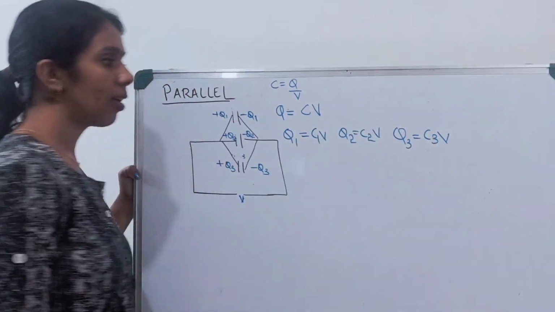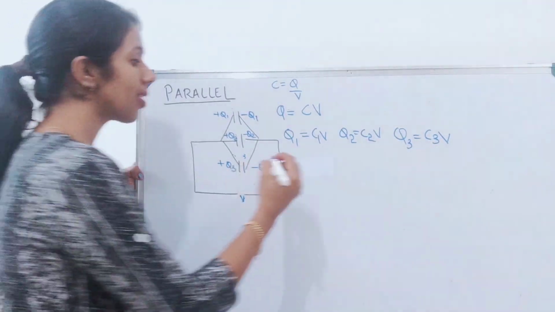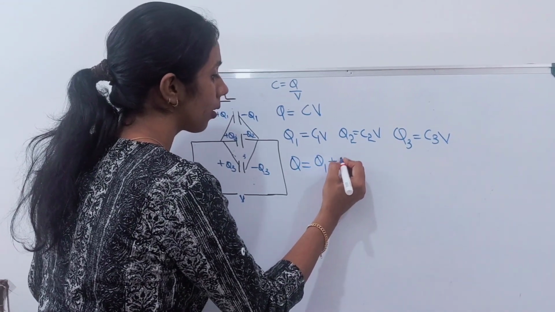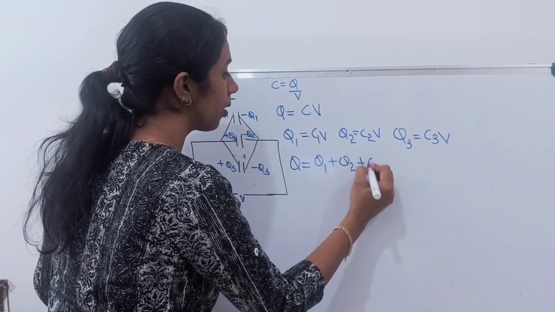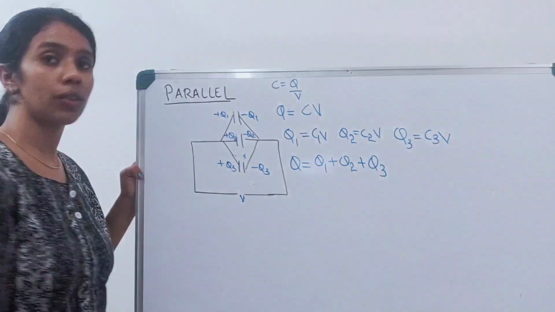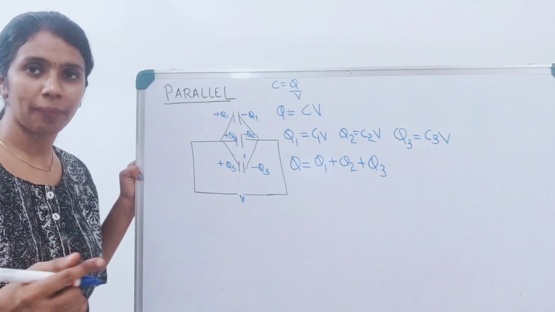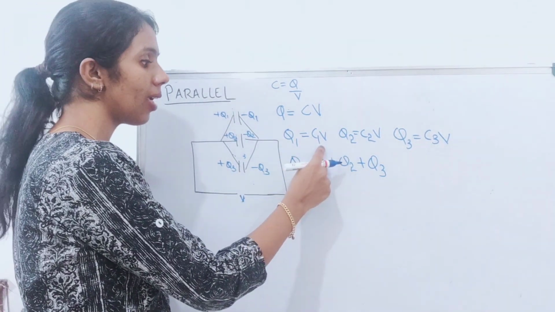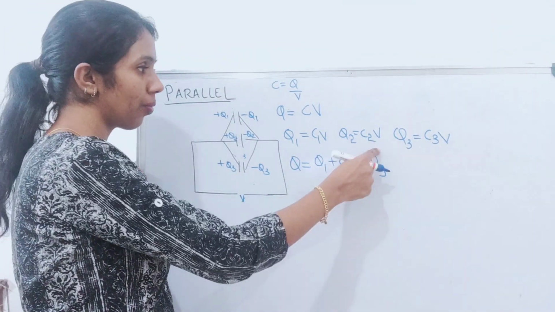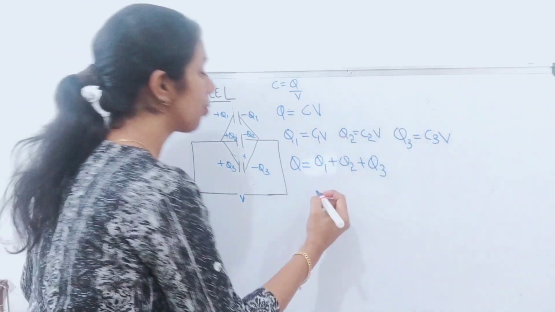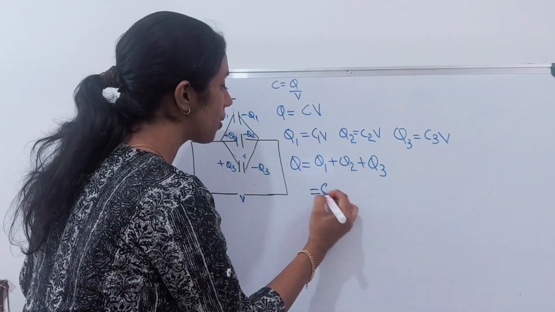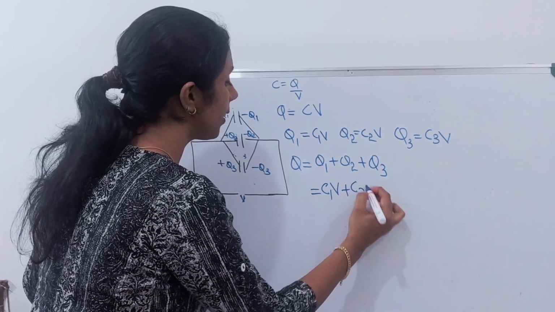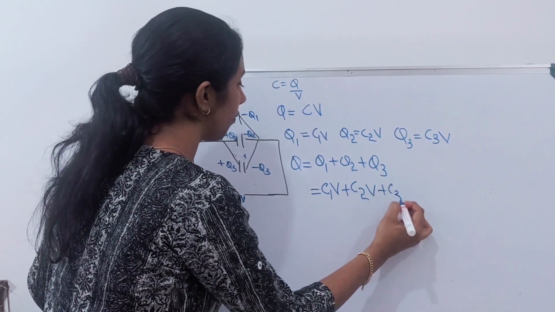Where the total charge Q will always be the sum of Q1, Q2 and Q3. So Q is equal to Q1 plus Q2 plus Q3. In this equation, instead of Q1, you can substitute C1V. Instead of Q2, C2V. And instead of Q3, C3V. So here is the substitution. Q is equal to C1V plus C2V plus C3V.